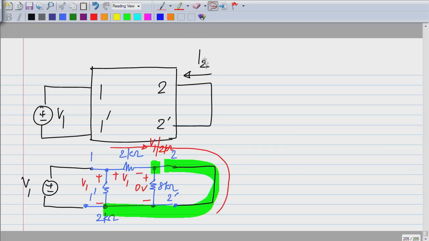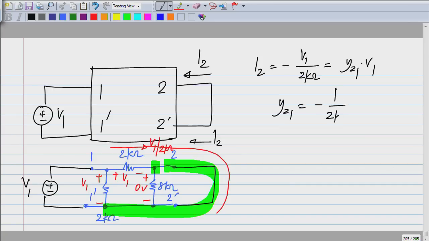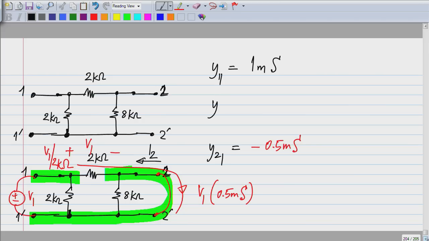And remember, this I2 is what we are trying to measure going into the network. Okay. This I2 is what we are trying to measure. So I2 will be minus V1 divided by 2 kilo ohms. Okay. And this is nothing but Y21 V1. Okay. So Y21 is minus 1 by 2 kilo ohms or minus 0.5 millisiemens. Okay. So that's how I get the value of Y21 to be minus 0.5 millisiemens. Is this okay?